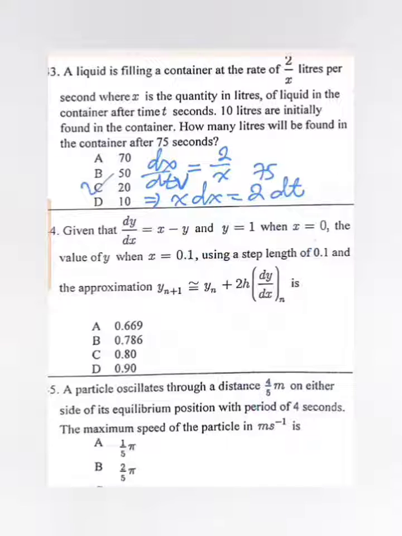In number 44, we are given that dy/dx equals x minus y and y equals 1 when x equals 0. The value of y when x is 0.1 using a step length of 0.1, and the approximation y(n+1) is approximately y(n) plus h into (dy/dx) at n, is, and we have these options. So we have again that (dy/dx) at n should be equal to x_n minus y_n, and the initial conditions provide that y equals 1 becomes y naught and x equals 0 becomes x naught. Now the value of y when x equals 0.1, the step length h is 0.1.